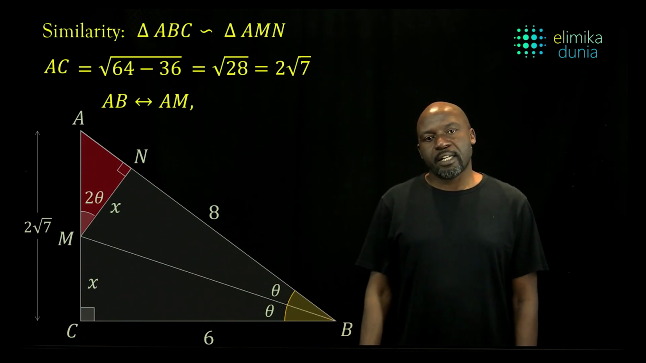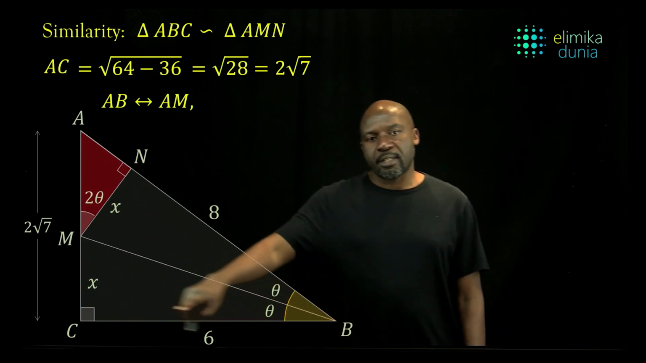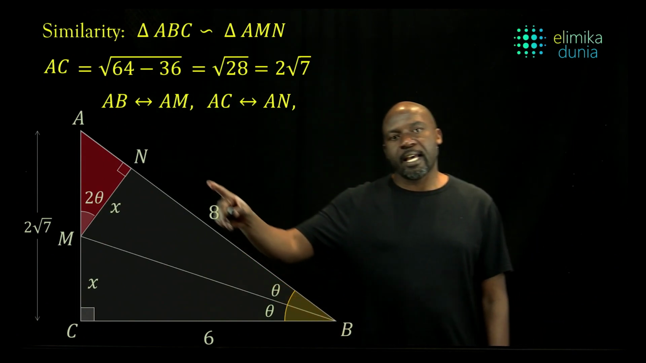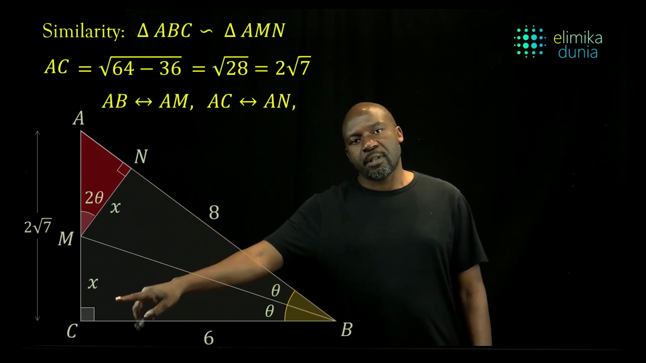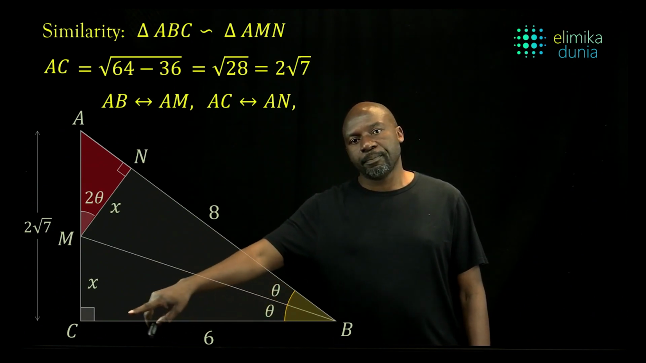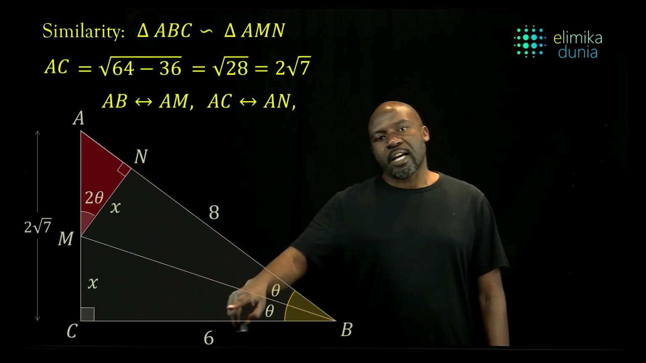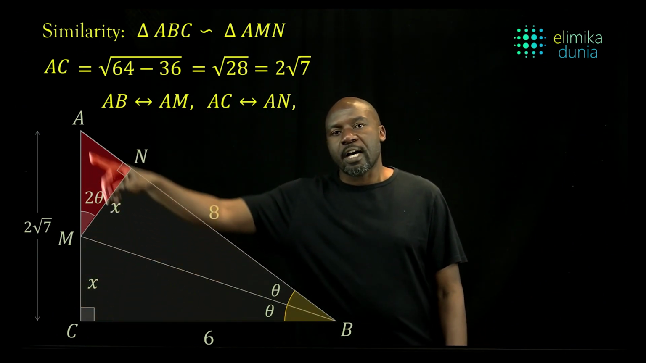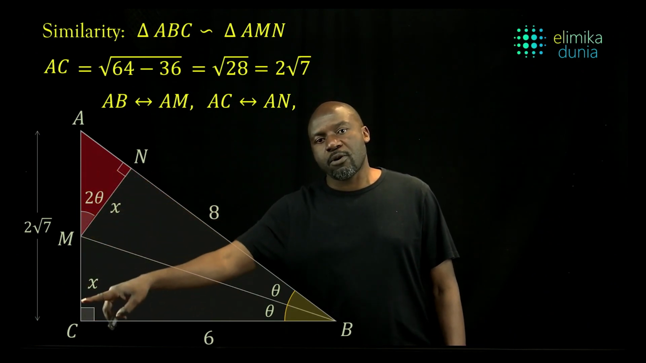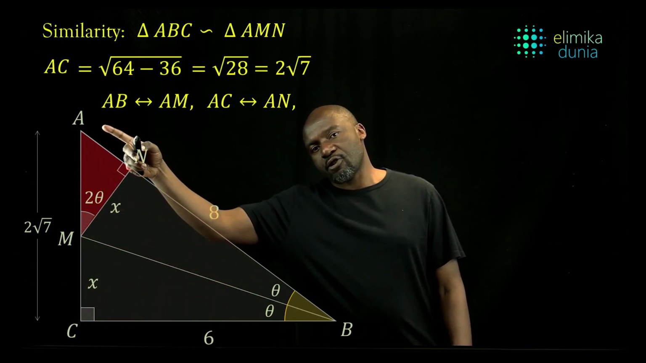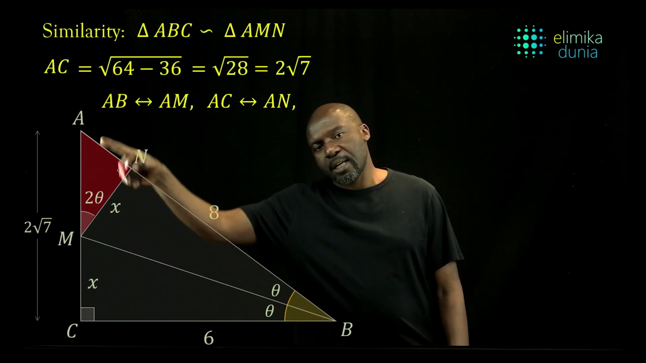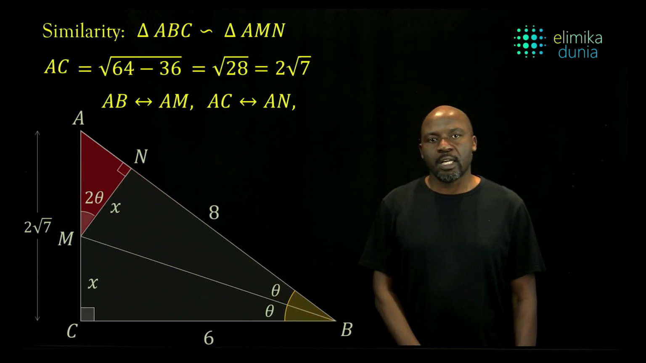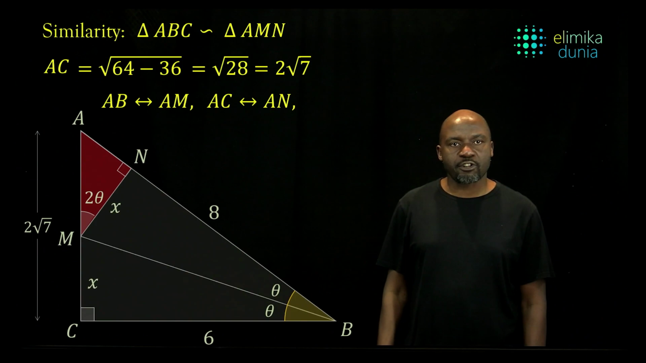Similarly, the side BC, which is the base of the larger triangle, must correspond to the side NM, or MN if you like. This is the base of the small triangle. So side BC, let's start with AC, which is the height of the larger triangle. The height of the larger triangle must correspond to the height of the red triangle, which is AN. So AC on the large triangle must correspond to AN on the smaller red triangle.